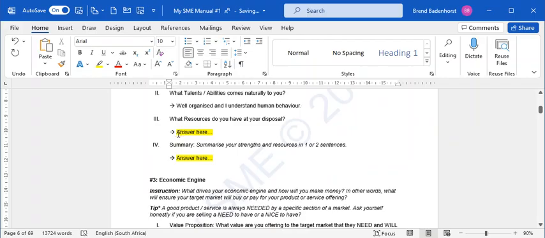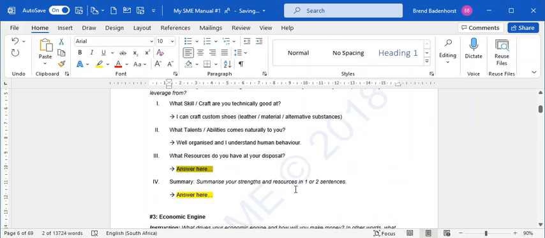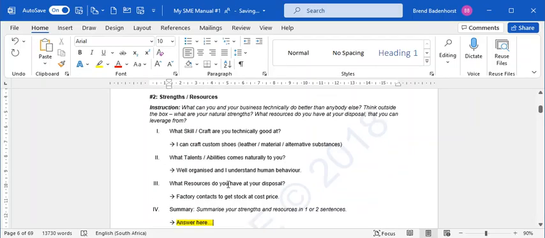What resources do I have at my disposal? Let's say I worked at a shoe factory, and I had some contacts which will enable me to get my stock at cost price. And there you go, that is my resources.